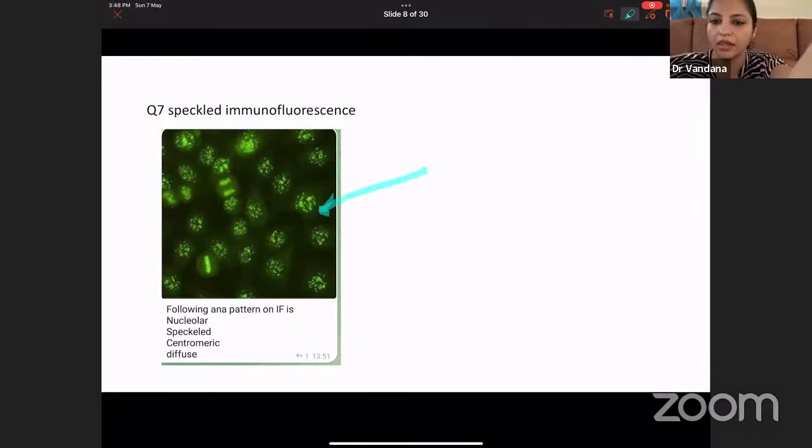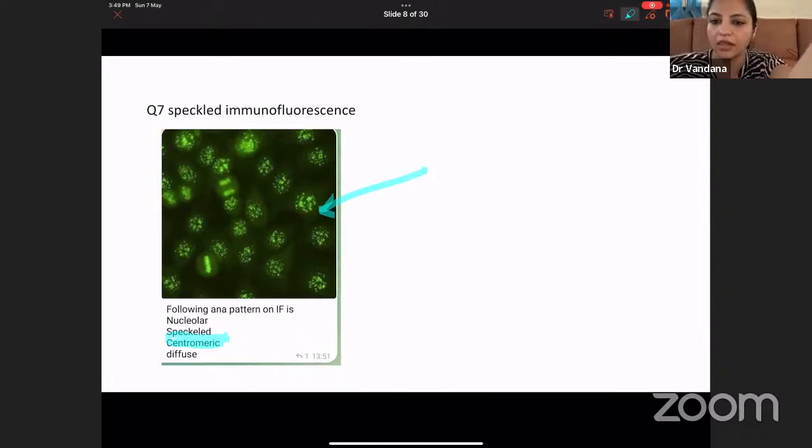If this was the image, guys, this is a centromere pattern. This is not speckled. This is centromere. You can see bright dots coming in the center, and these are centromeres. Speckled is very, very small, like dust particles spread all over. Speckled is the immunofluorescence pattern most commonly seen because it's the most non-specific.